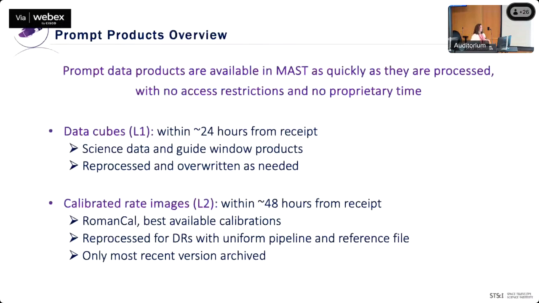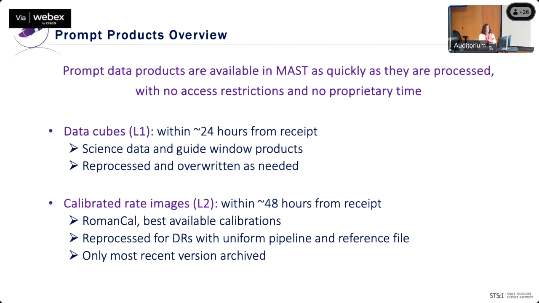Let's talk a little bit more about the prompt products. The prompt data products will be available in the archive as quickly as they are processed, with no access restrictions and no proprietary time. They will be available for everyone. So we'll have prompt data cubes, your level ones, within about 24 hours from the receipt of the data here at the SOC. This will include both the science data and the guide window files. And as I said, as they are reprocessed, they will be overwritten.